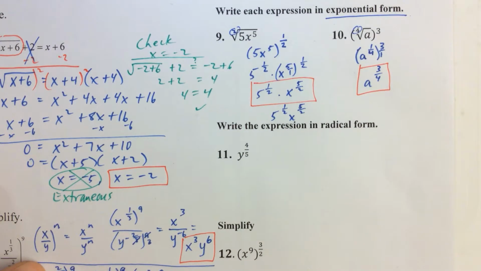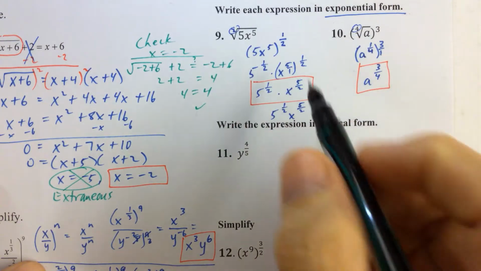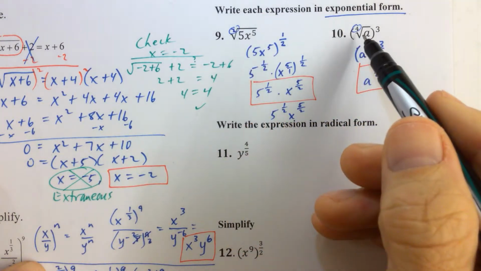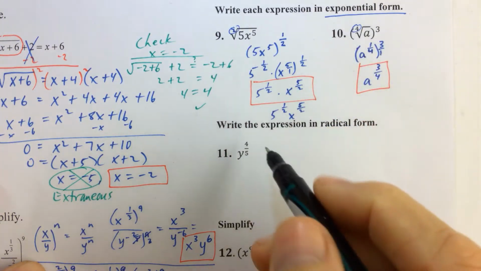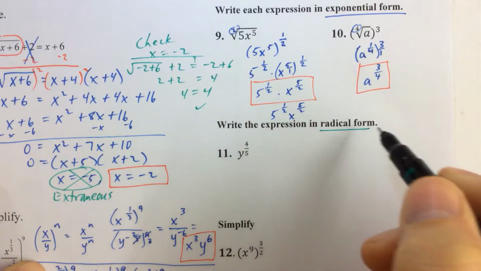And number 11, we're doing the opposite of what we did in numbers 9 and 10. In numbers 9 and 10, we wrote the expression that was in radical form in exponential form. Now we're writing the expression that's in exponential form in radical form.